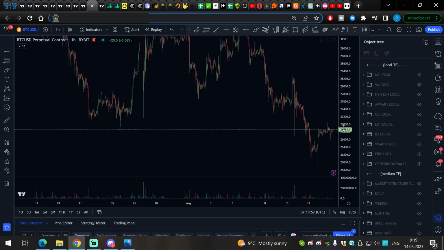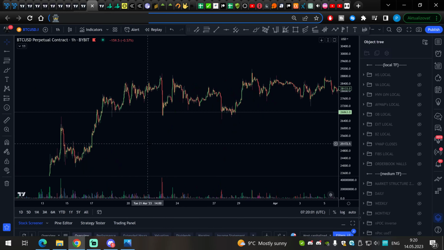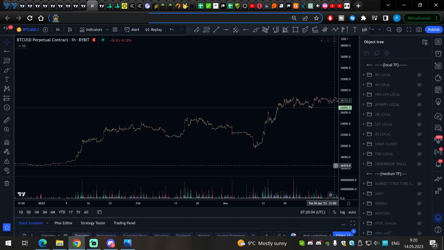Okay, let's continue. So let me show you a bit higher time frames. This range here.